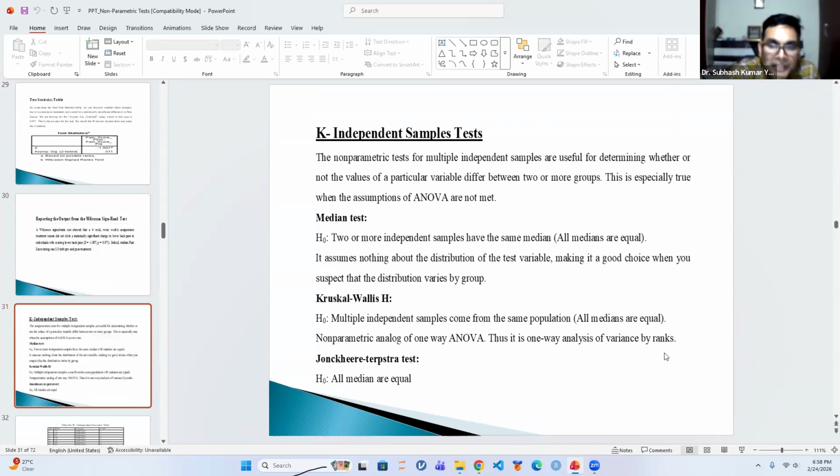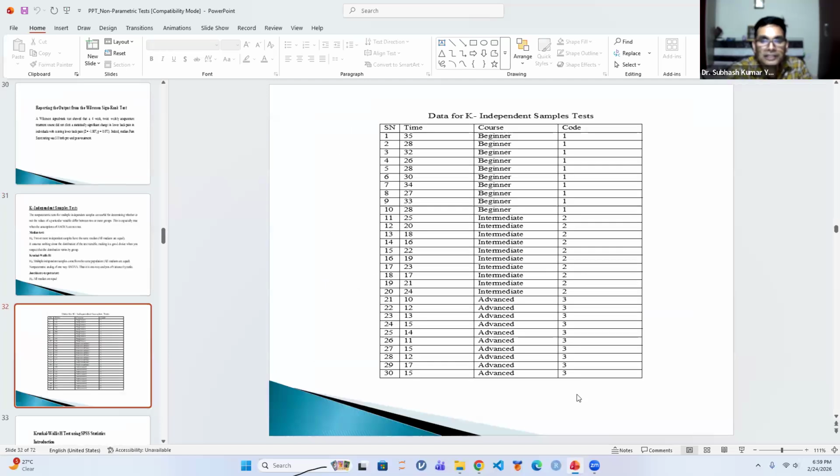Now come to the K independent samples test, which is equivalent to one-way ANOVA. In ANOVA, what we check is the equality of several means, more than two means. Since we are dealing with non-normal data, we compare the medians of various groups, more than two groups. For that, we apply the Kruskal-Wallis test. You can also use the median test as well as the Jonckheere-Terpstra test. So these are the three groups.